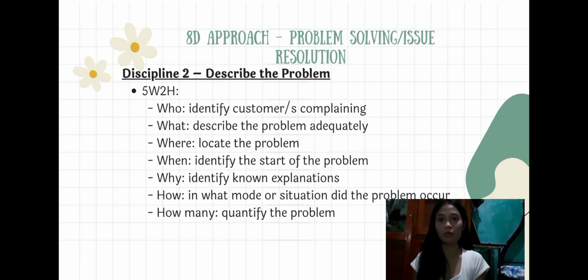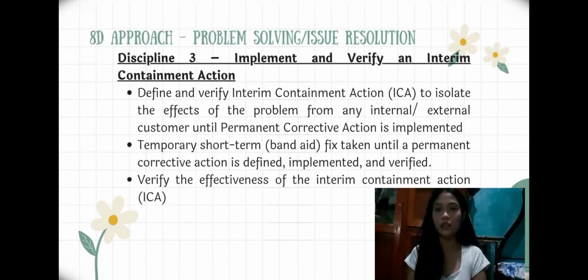What: describe the problem adequately. Where: locate the problem. When: identify the start of the problem. Why: identify known explanations. How: in what mode or situation did the problem occur? And last, how many: quantify the problem. Discipline 3.